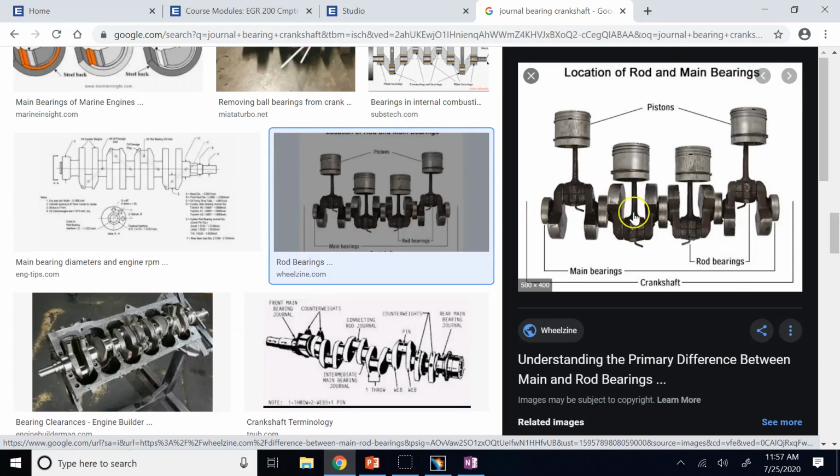They are connected through conrods to the pistons, and this crankshaft should spin in place. So what happens inside the engine? When the fuel and air mixture explodes because of ignition, because of the spark, it applies a huge explosion force on the top of the piston.